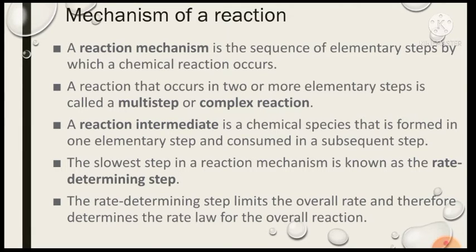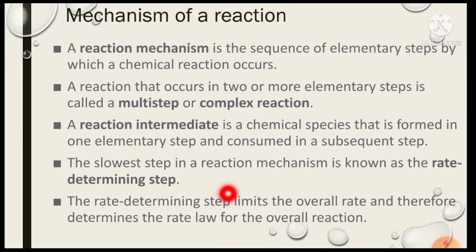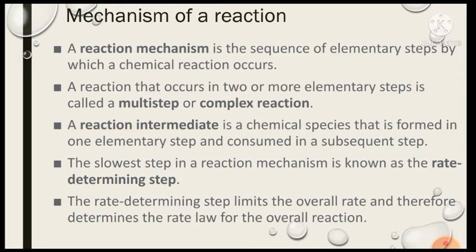So the slowest step in a reaction mechanism is known as the rate determining step. It is a very important question: what is the rate determining step? There you have to write that the slowest step in the reaction mechanism is known as the rate determining step. The rate determining step limits the overall rate and therefore determines the rate law of the overall reaction. This is a very important point: the rate determining step actually limits the overall reaction, and that is going to decide the rate of reaction.